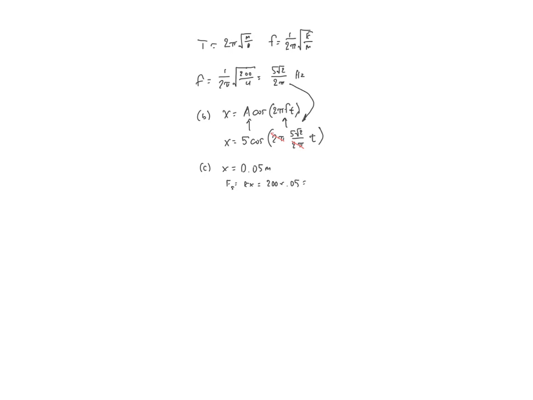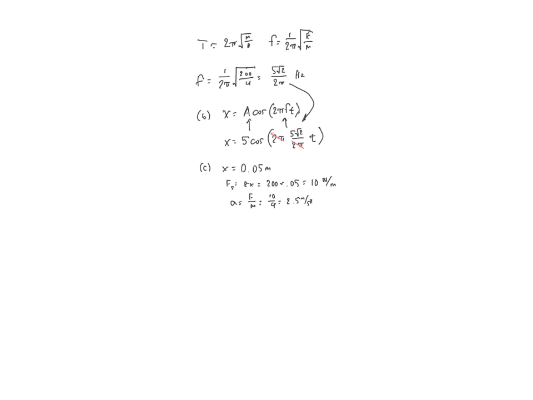times 0.05, which is going to give you 10 newtons. And then the acceleration at that endpoint is just going to be that spring force divided by the mass, from Newton's second law. So that'll just give you 10 divided by 4, and you get an acceleration of 2.5 meters per second squared.